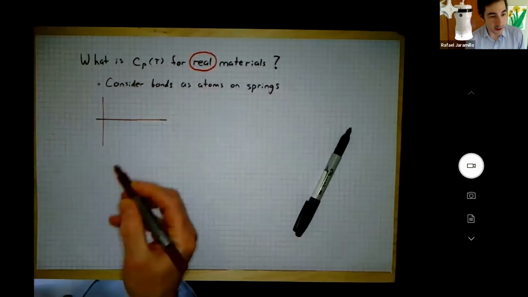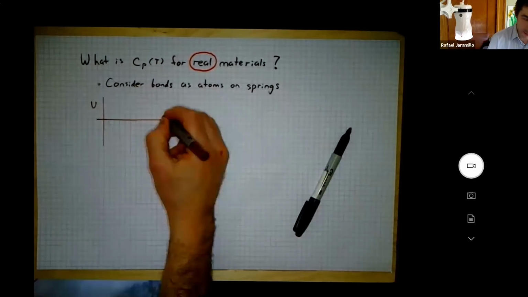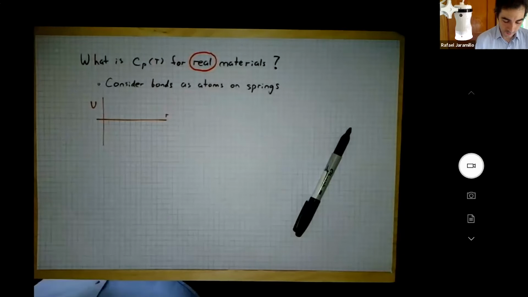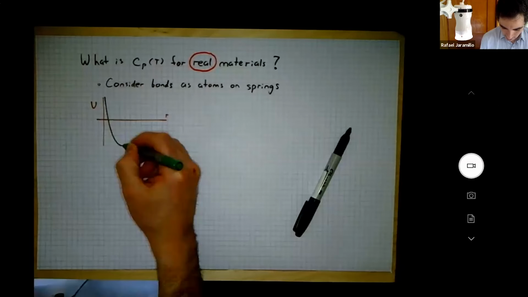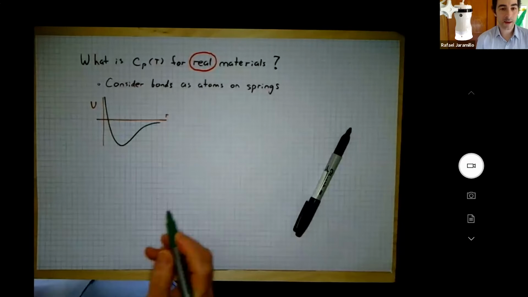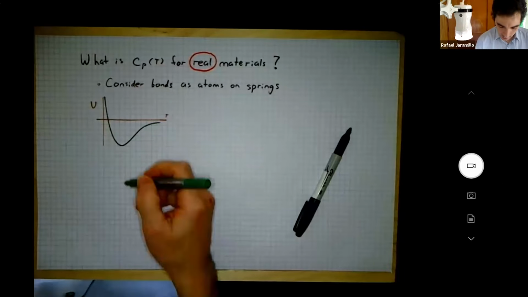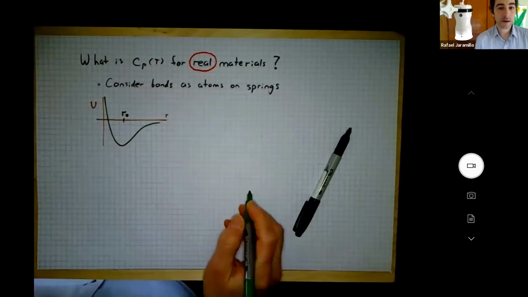I trust everybody has seen something like this before, if not in 3091, then in another introductory chemistry class. And let's see, so U is a function of R. This is energy as a function of atom to atom spacing. And you typically have something like this, right? That's going to be your bond energy as a function of distance. And there's an equilibrium position that's called R naught.